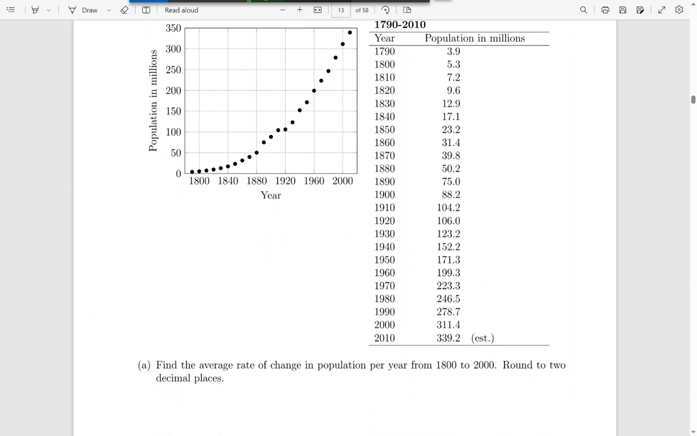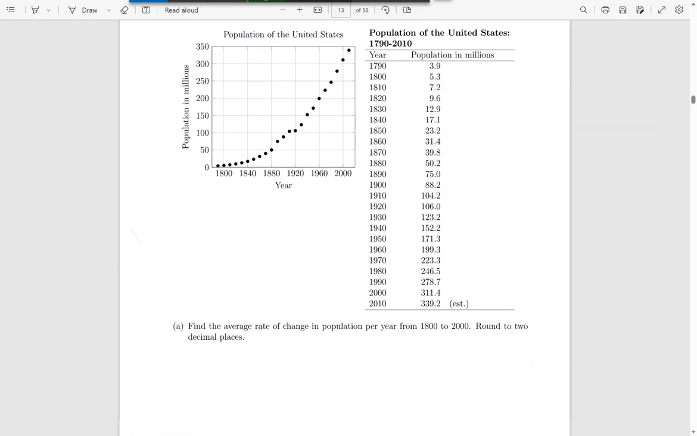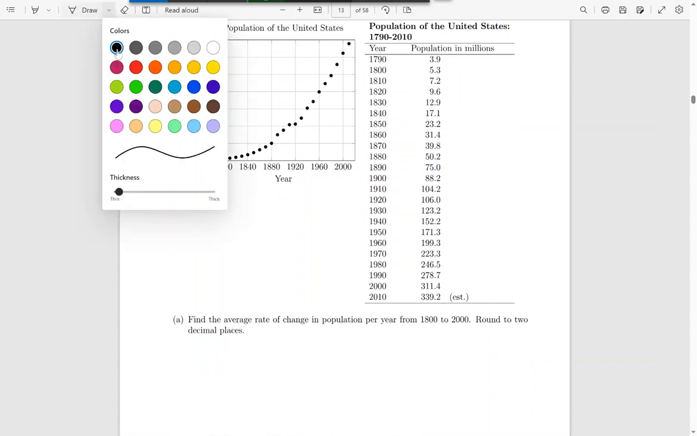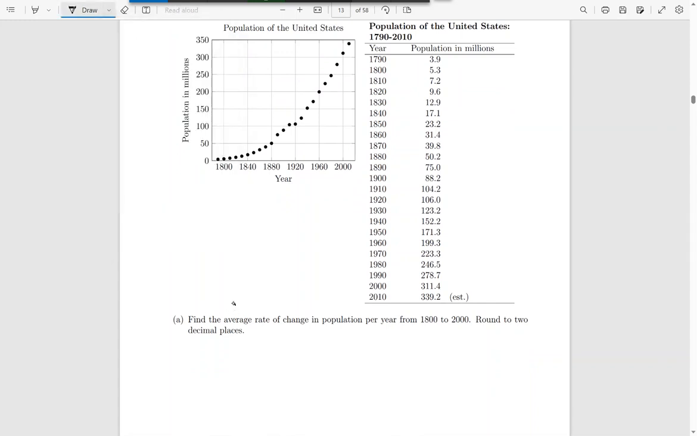And our question is asking us to find the average rate of change. So again, I'm going to automatically think slope and write that down so that I don't forget. And then the slope of the population per year from 1800 to 2000, which means I'm not using all of these numbers. I'm going to the 1800s and using that data. So that's 1 point, the year versus the amount.